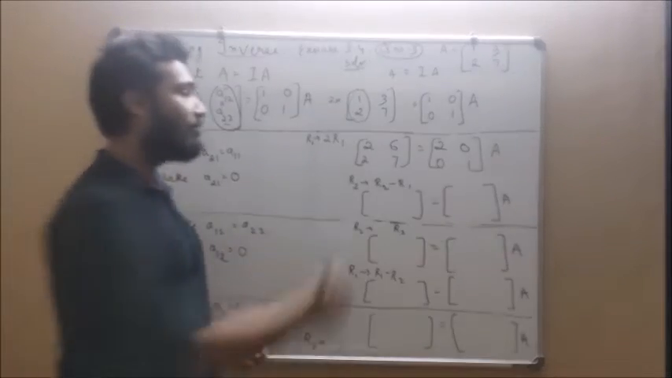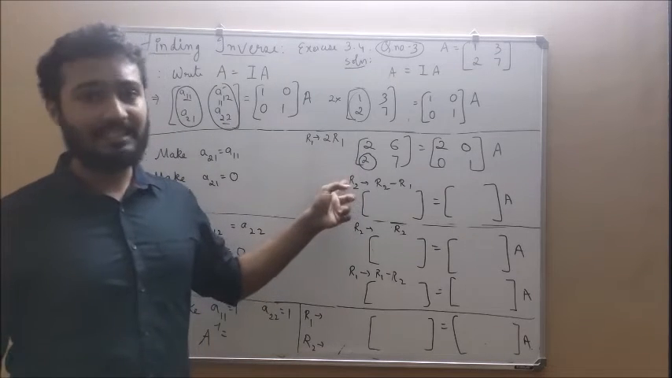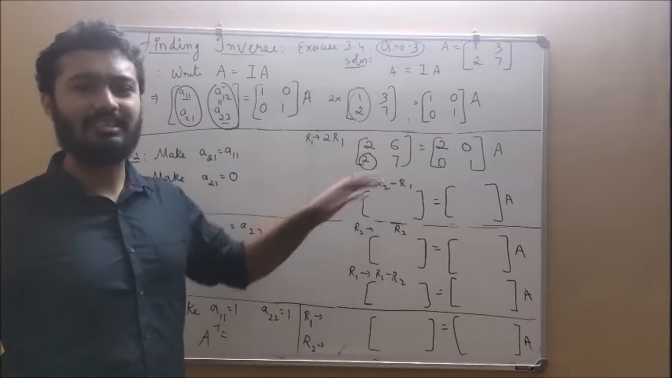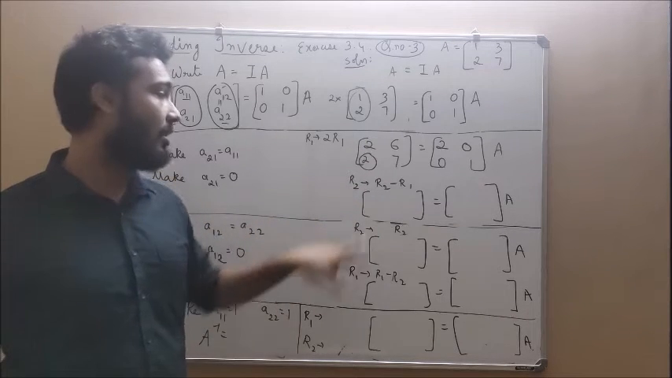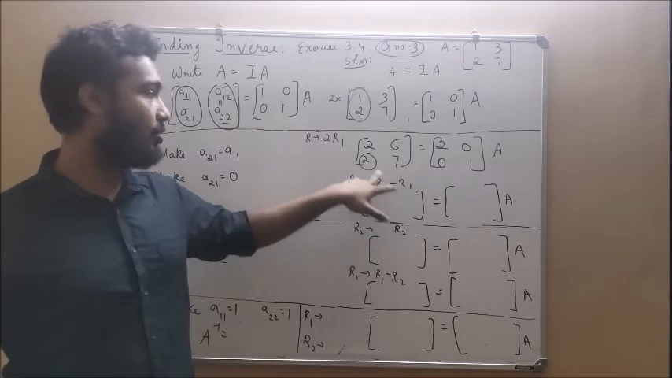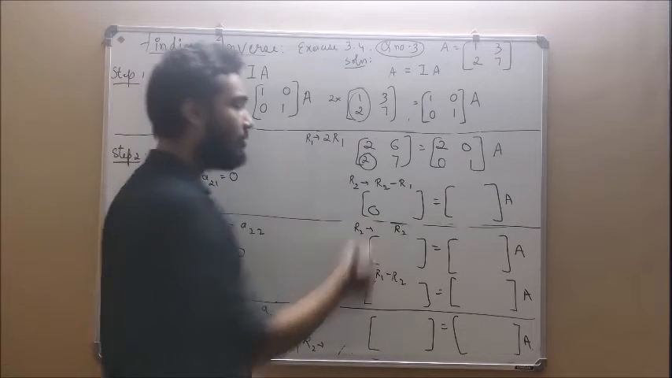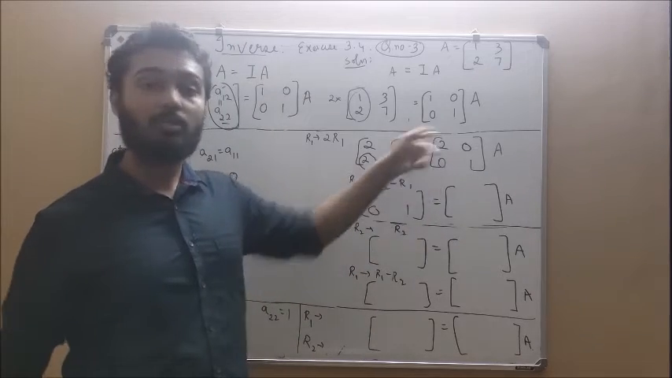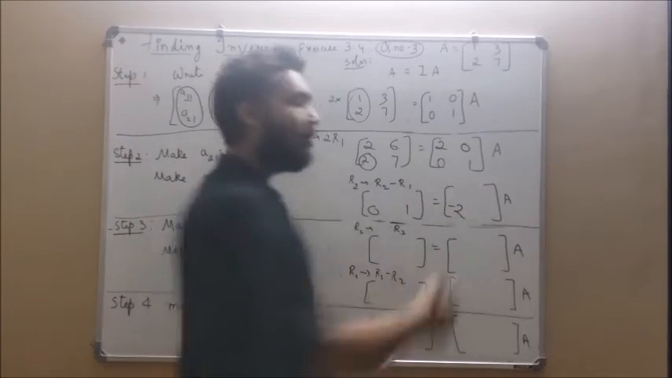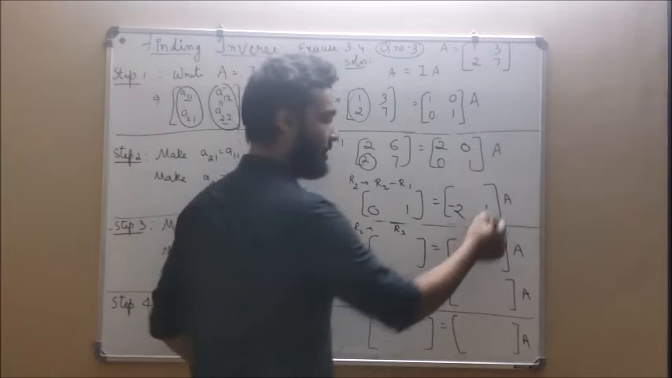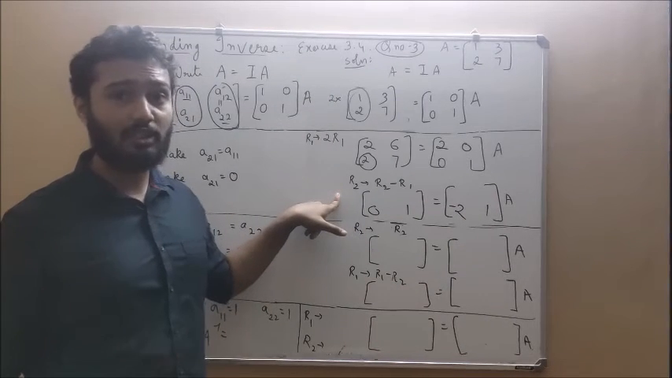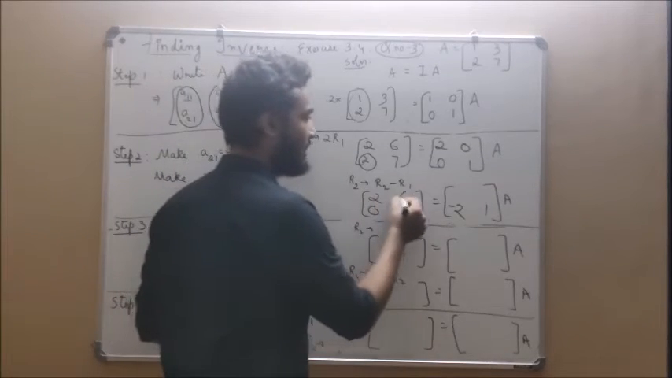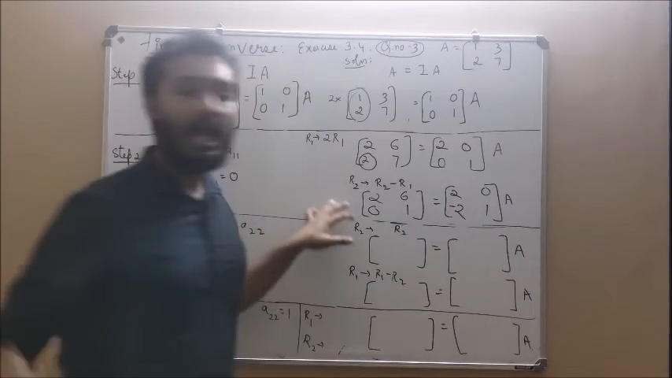Next what to do? We have to make this 0. How to make this 0? R2 changes to R2 minus R1. Same formula, same steps for all. So 2 minus 2, 0. 7 minus 6, 1. 0 minus 2, minus 2. 1 minus 0 is 1. Here only row 2 changes. Row 1 remains as it is. So write 2, 6, 2, 0 as it is.